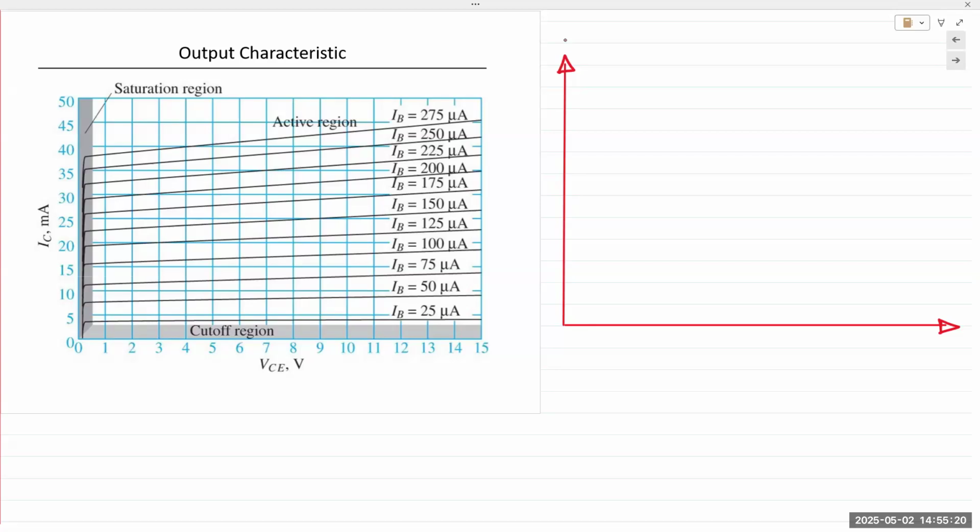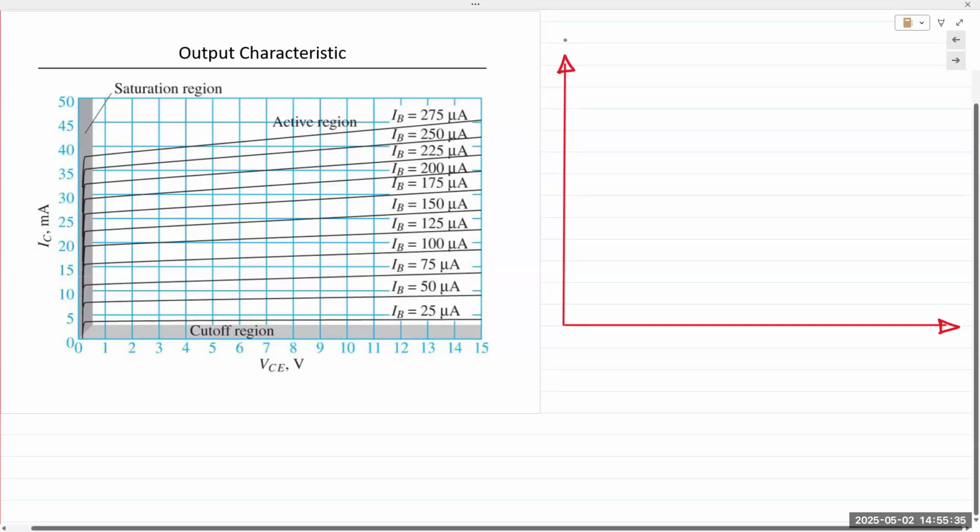Input characteristic is typically the base emitter junction. So it's a forward bias diode. And I have that in a few slides actually. But let's talk about output characteristic. Let's say everything is fixed. You have VCC, you have VBB, and you're applying a small input current at the base, right?